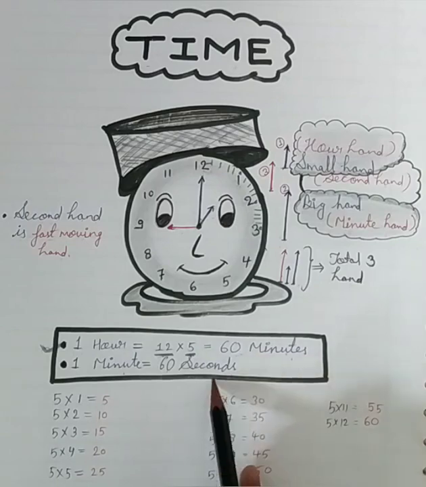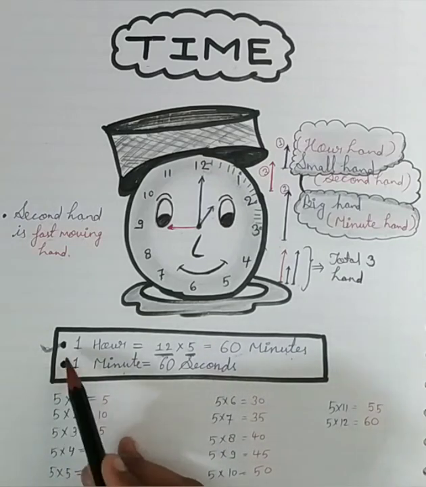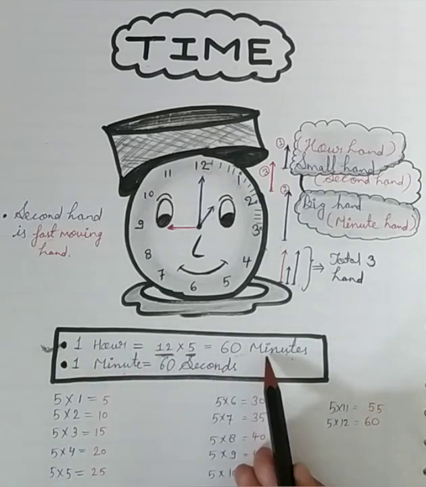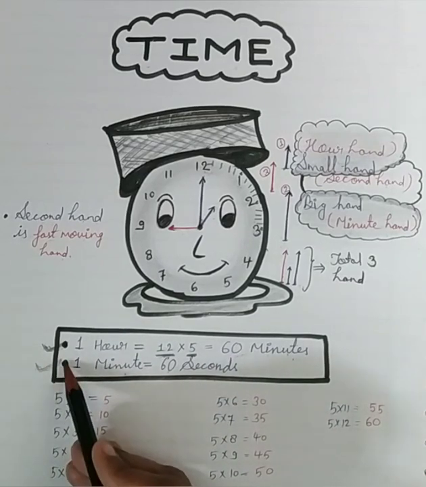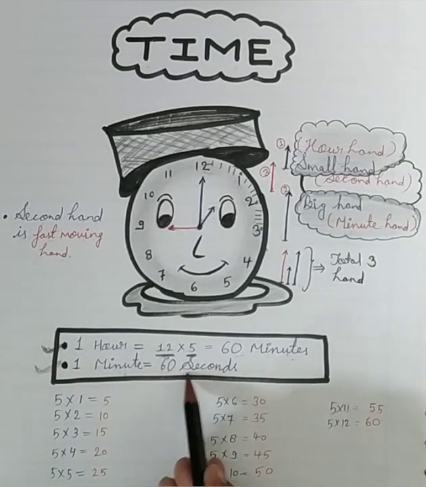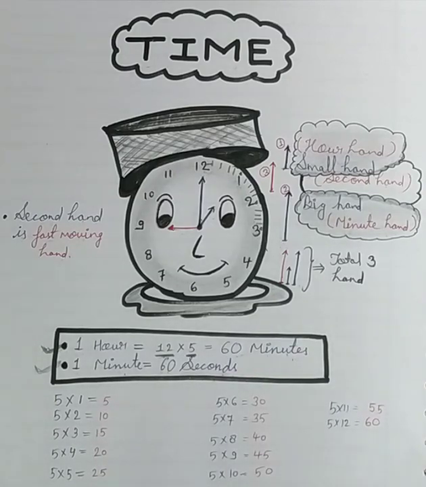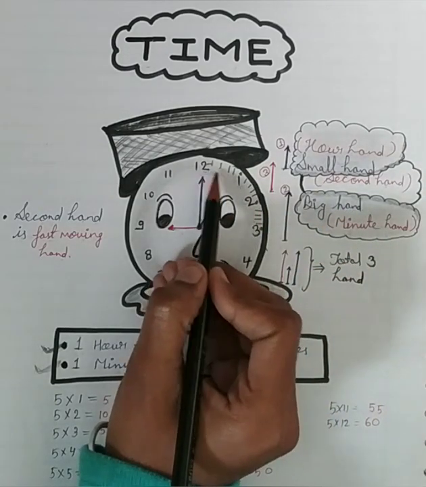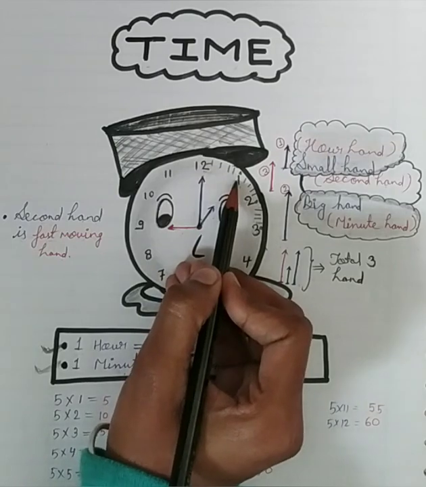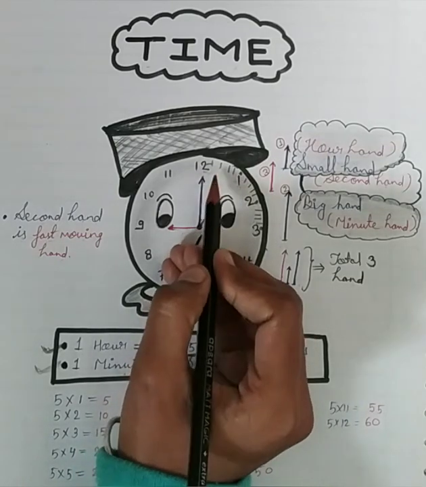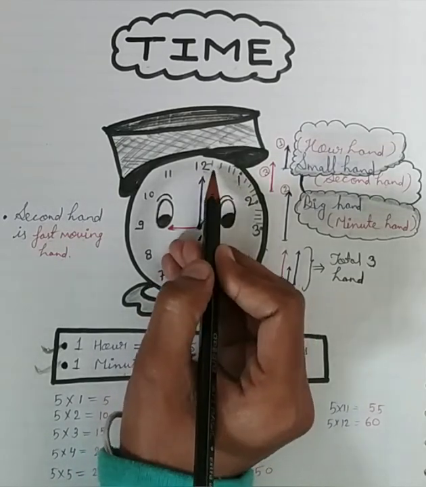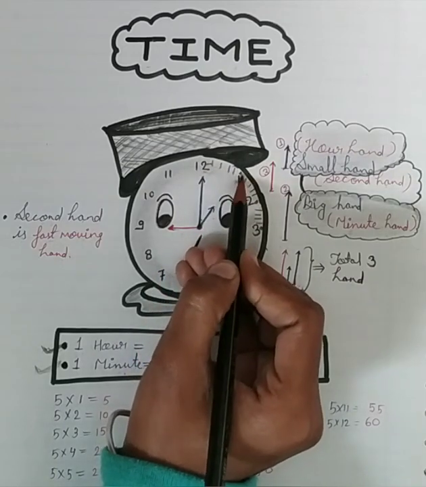So these two things first you have to learn. I repeat again. First point, 1 hour is equal to 60 minutes, and second point, 1 minute is equal to 60 seconds. Is that clear for everyone? Okay, now you learned that each section has 5 parts. So if we count like that, 1, 2, 3, 4, 5.